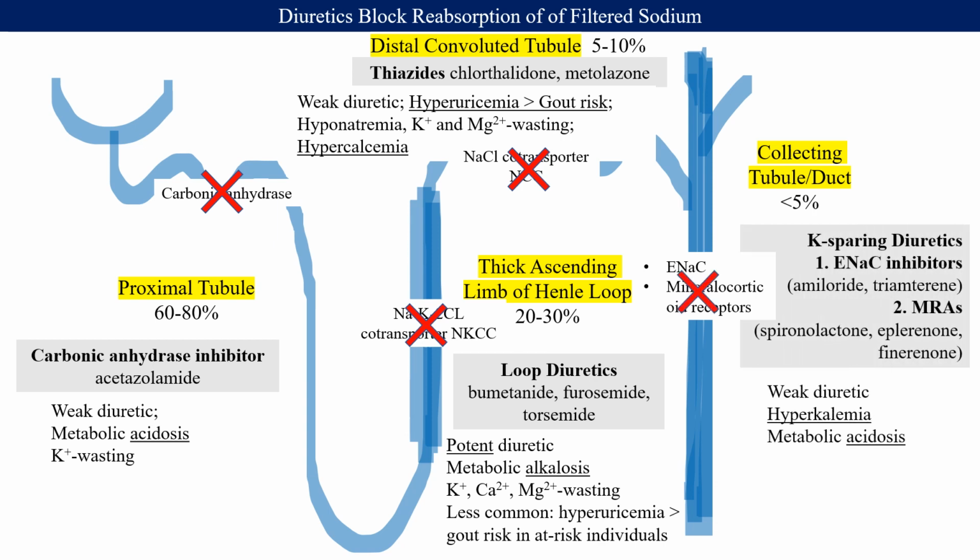Finally, at the collecting duct, we have potassium-sparing diuretics including ENaC inhibitors, namely amiloride and triamterene, and MRAs such as spironolactone, eplerenone, and finerenone. These agents are weak diuretics and are associated with metabolic acidosis and hyperkalemia.